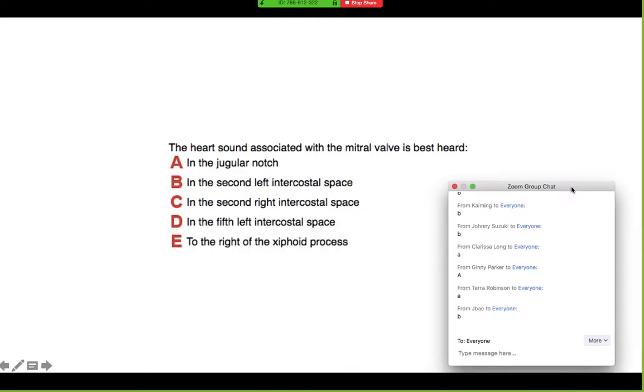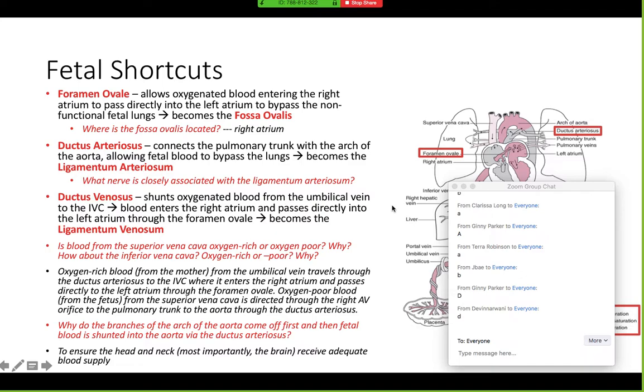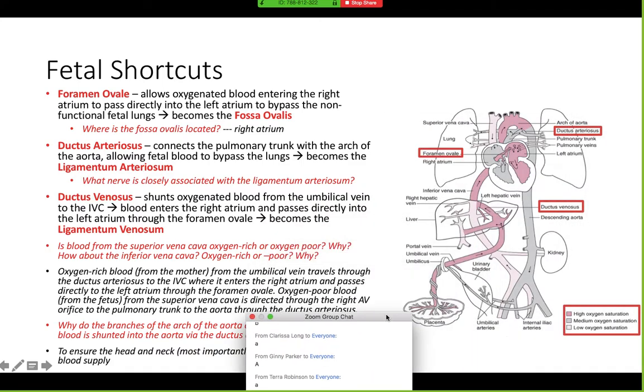The heart sound associated with the mitral valve is best heard at where? That's right, D. So I recommend relying on a mnemonic until this just becomes ingrained into your brain. Okay, so fun slide.